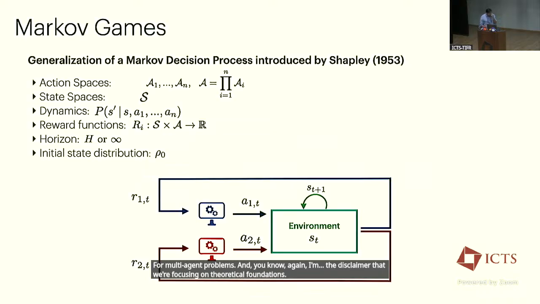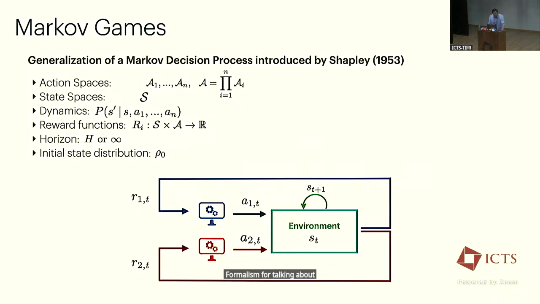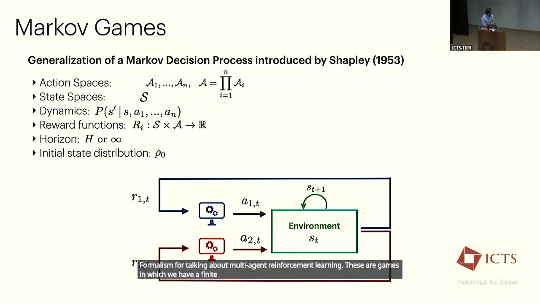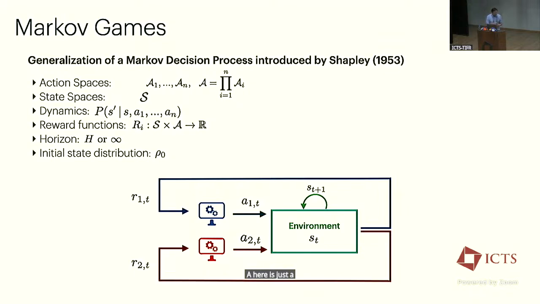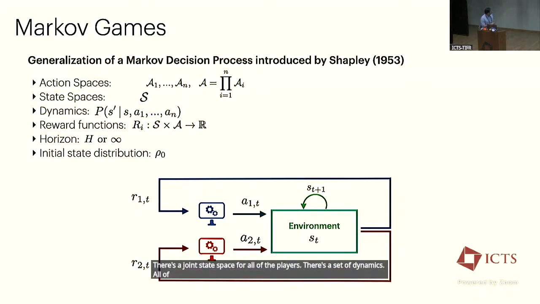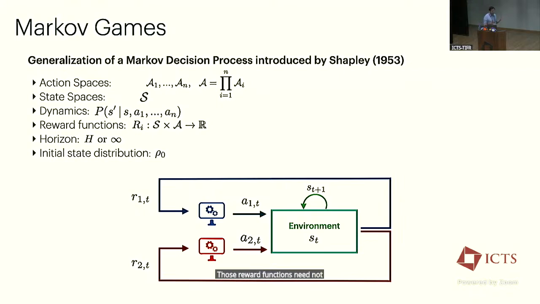So just to recap where we were yesterday, we're taking Markov games as our formalism for talking about multi-agent reinforcement learning. These are games in which we have a finite action space for each of the n players. A here is just a joint action space of all of the players. There's a joint state space for all of the players. There's a set of dynamics. All of the agents have their own reward function. Those reward functions need not be related to each other at all.